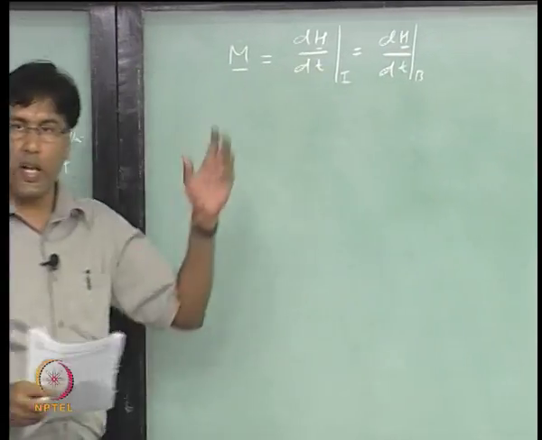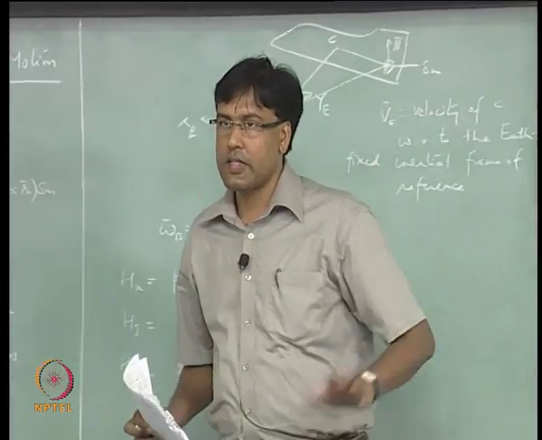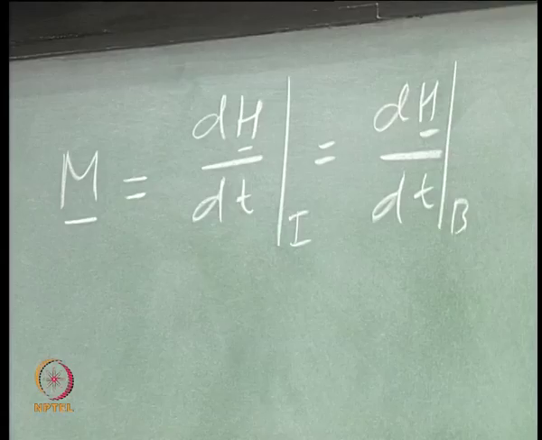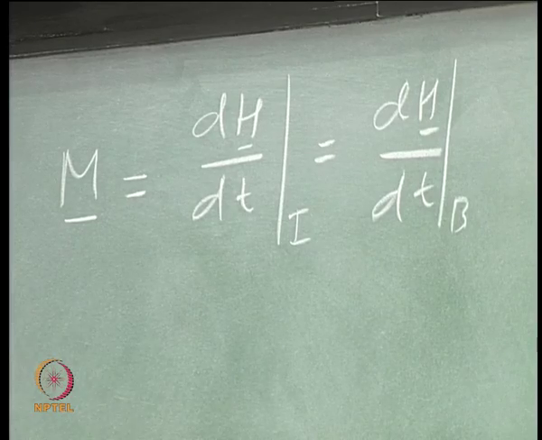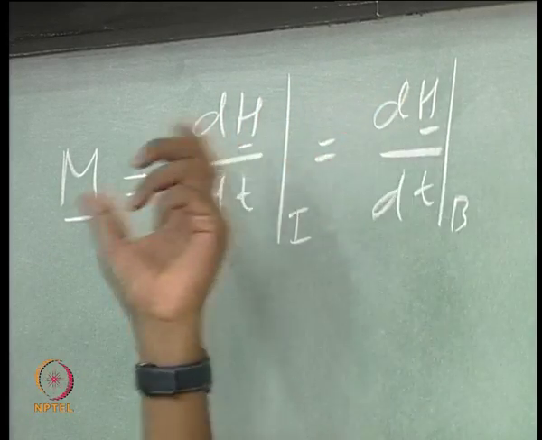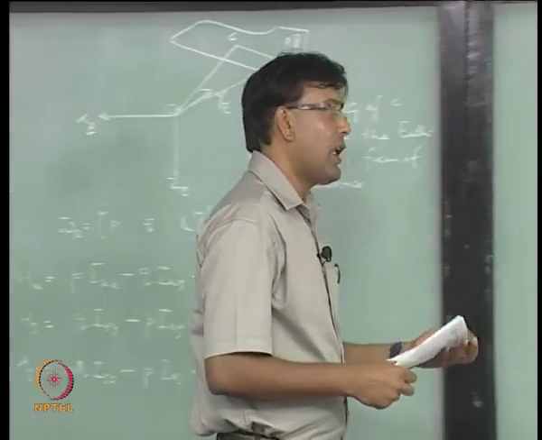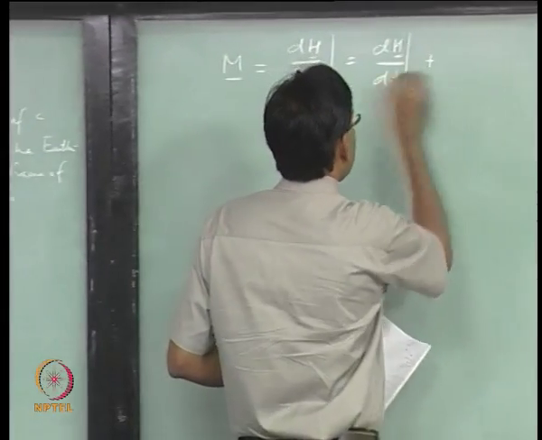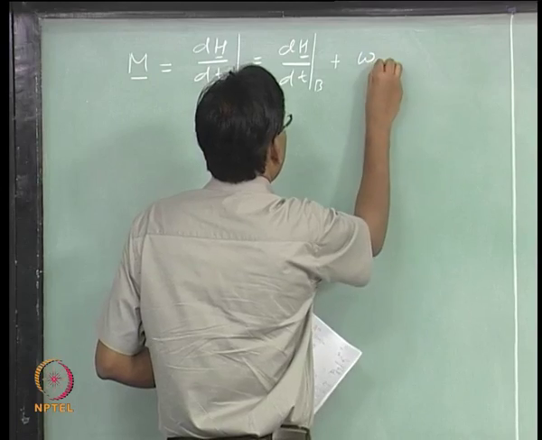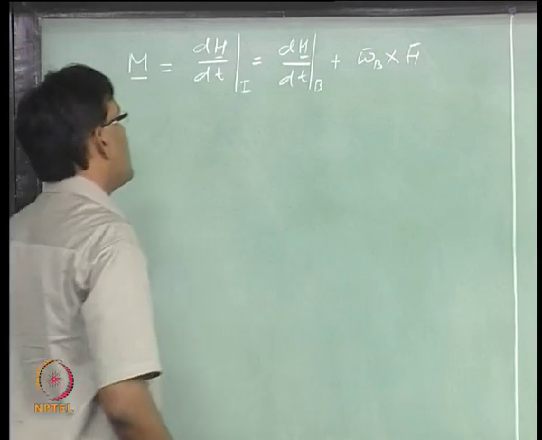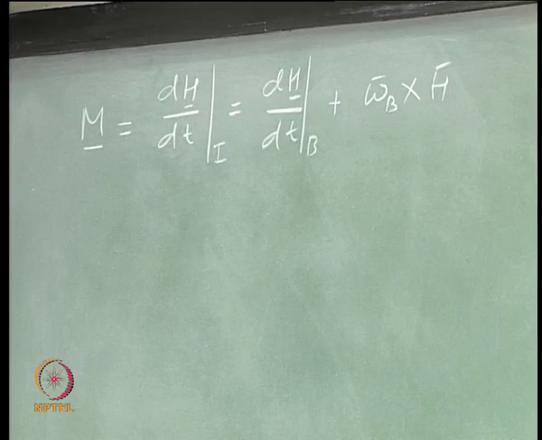Because the body is rotating, the rate of change of a vector as seen from the inertial frame will have two components. One will involve the angular velocity of the body.